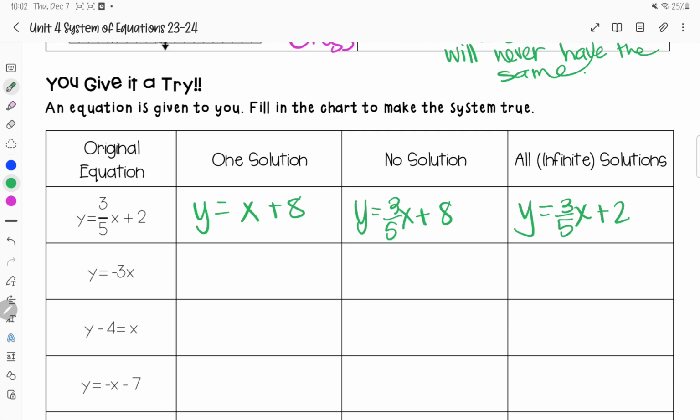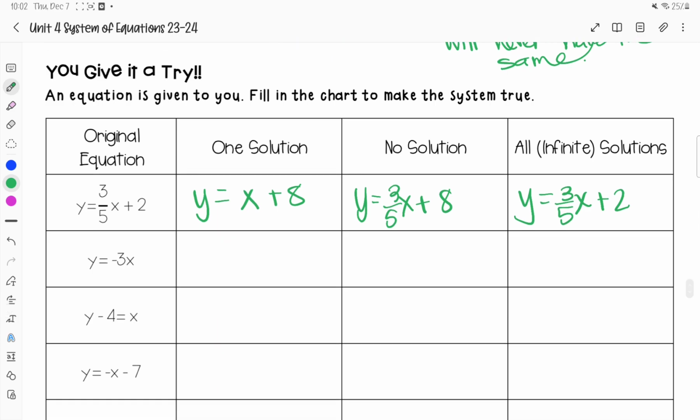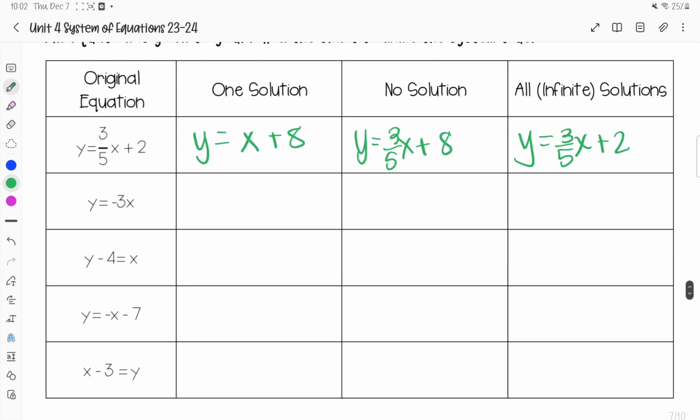What I'm going to be looking for is you first need to be able to compare your slopes. And then based on that information, you can tell whether your b would be the same or different. So let's do one more, and then you can figure out the rest on your own.